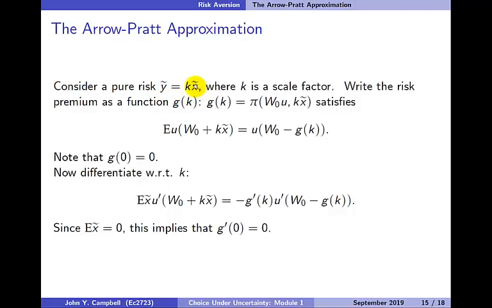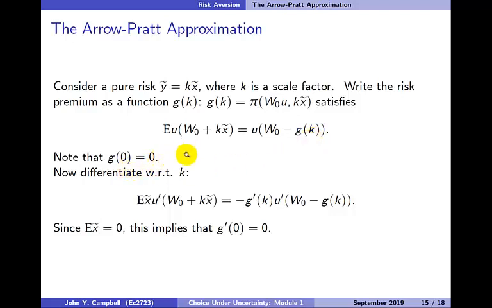Now let's write the risk premium as a function of k, g of k. G of k is just the risk premium that corresponds to the initial level of wealth, the utility function, and the risk k x tilde. And it's got to satisfy this equation by the definition of a risk premium. The expected utility of wealth plus the scaled risk is the utility of wealth minus the risk premium you pay to get rid of it. Now, first point, if k is 0, then there is no risk and you wouldn't pay anything to get rid of it. So g of 0 is 0.